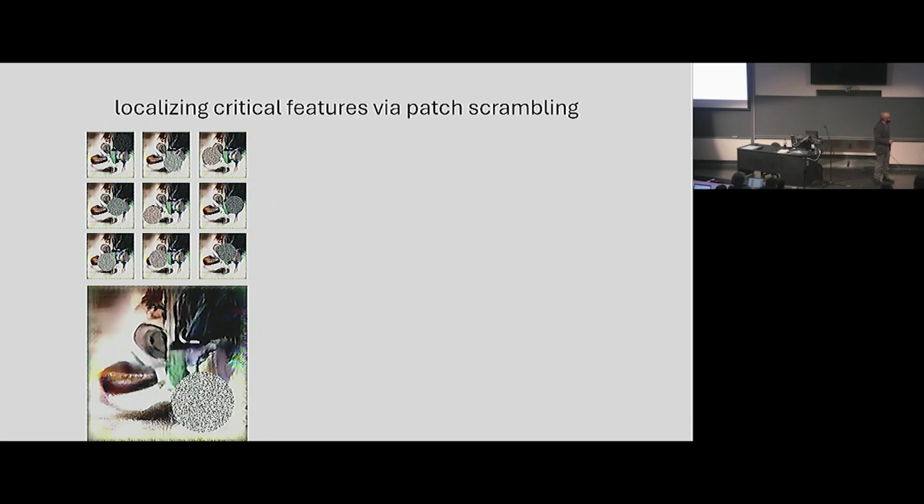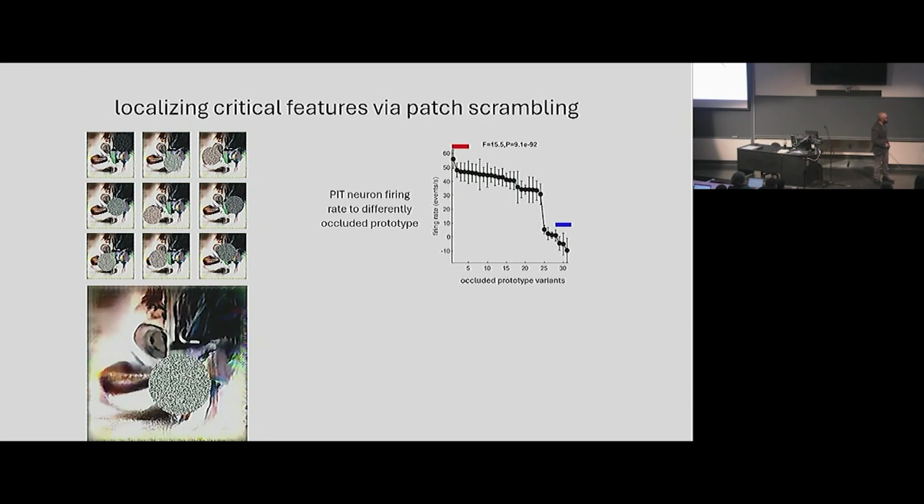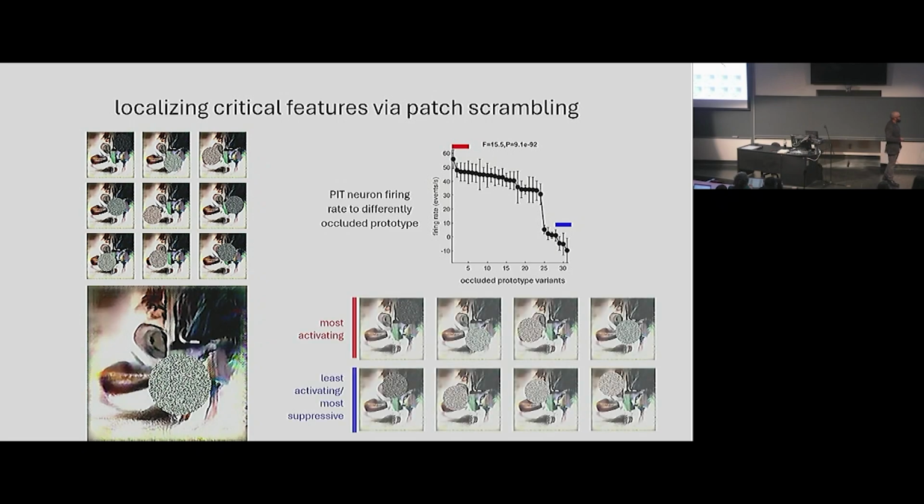We scrambled local features, created about 30 or 40 variants, and then presented them back to the monkey, into the neuron. And as you can see, this particular neuron responds quite comparably to images having a lot of these occlusions. But if you occlude a specific region, the firing rate just goes down to 0 or becomes suppressed. And here are the images that are more activating, and here are the images that are completely suppressive. And so that tells us that it's this particular feature right there that the neuron really cares about and drives its activity.